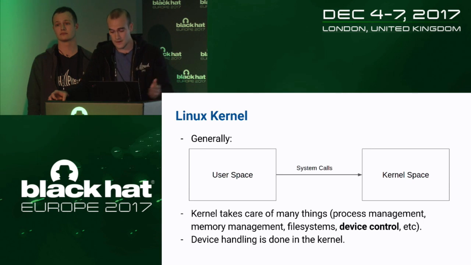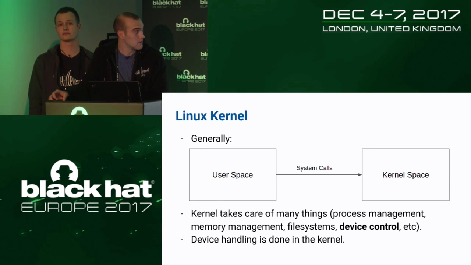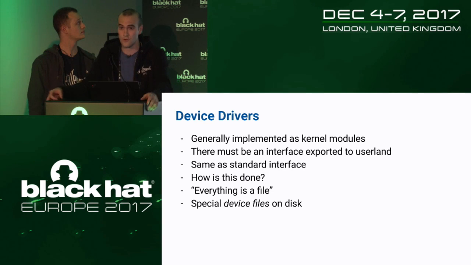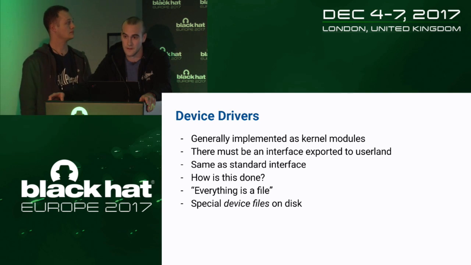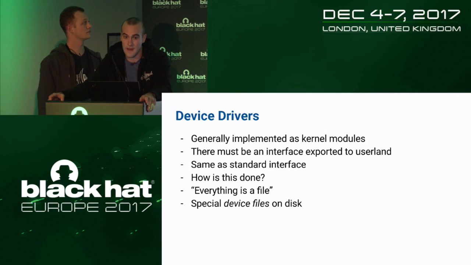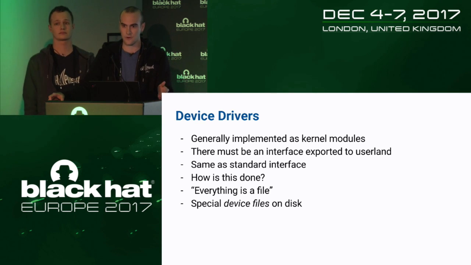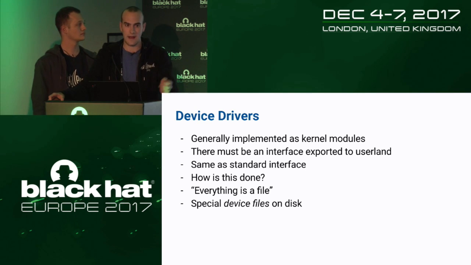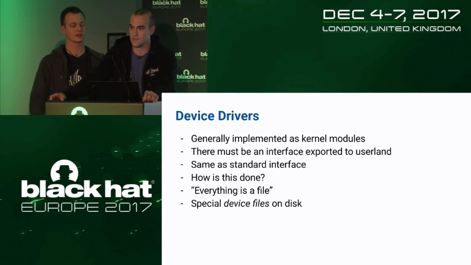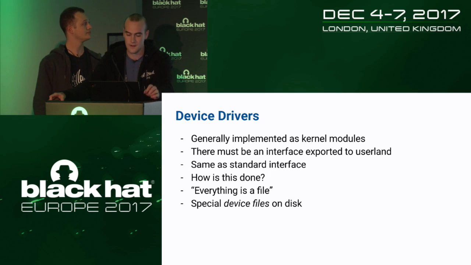So device handling is done in the kernel. And how does that happen? It's controlled by things called device drivers, which are generally implemented as Linux kernel modules. And they have to have some interface that they export to userland, right? So if you have some userland program that wants to use the microphone to record audio, it has to have some way to ask the driver, hey, can you help me talk to the microphone? And as you might expect, this is the same as the standard interface, which we just said was system calls. And so how do you do that?